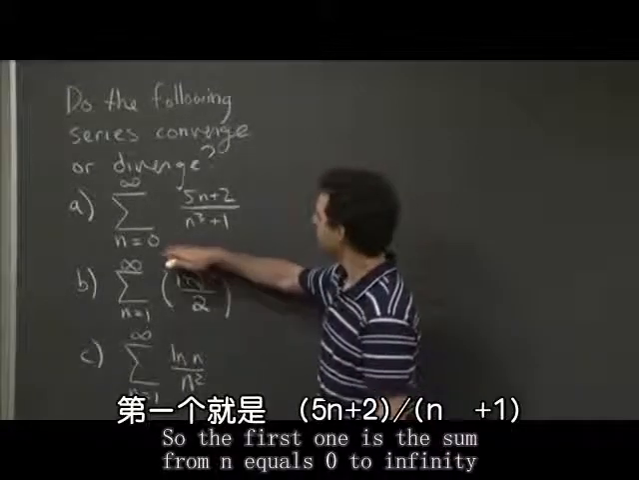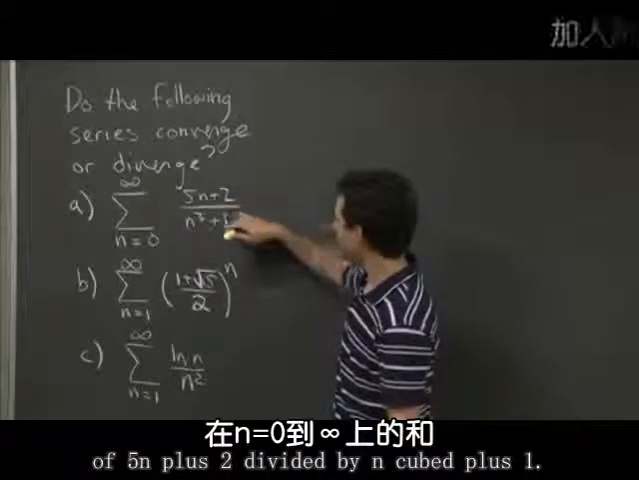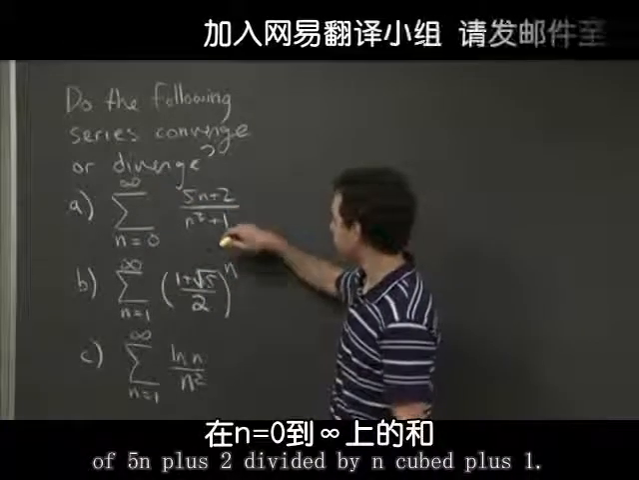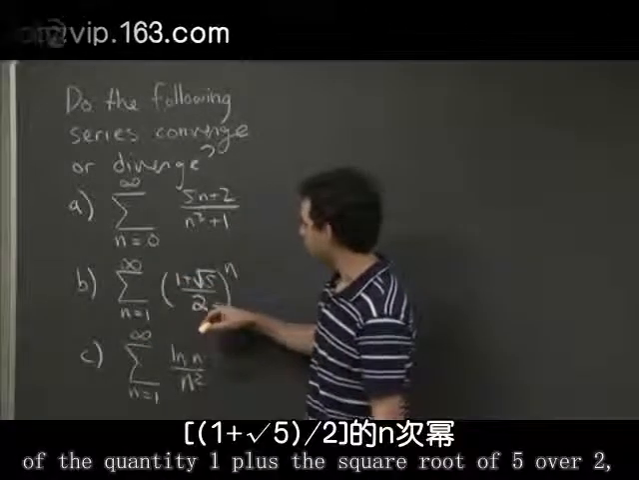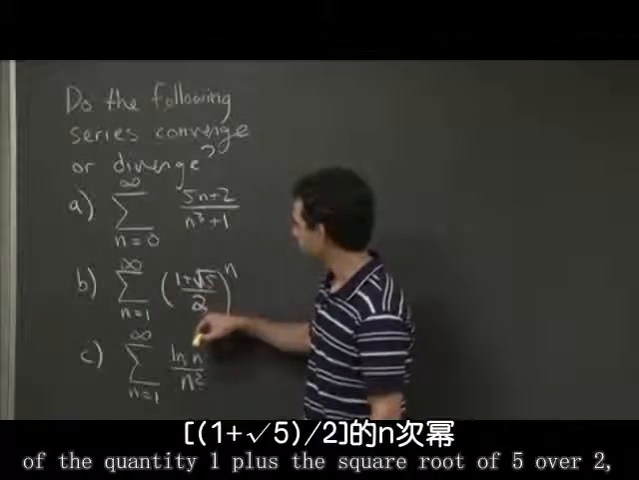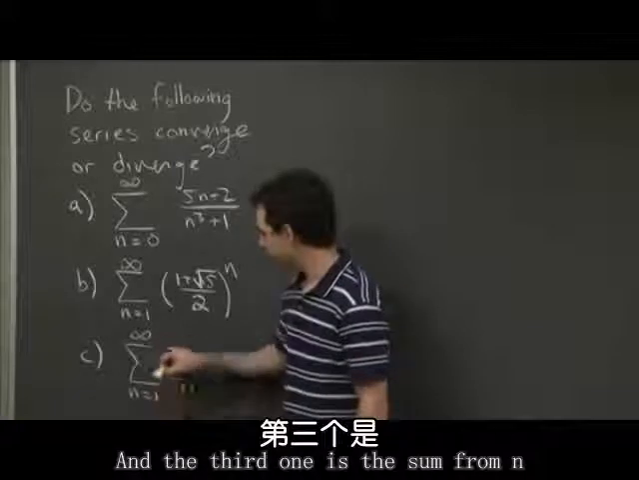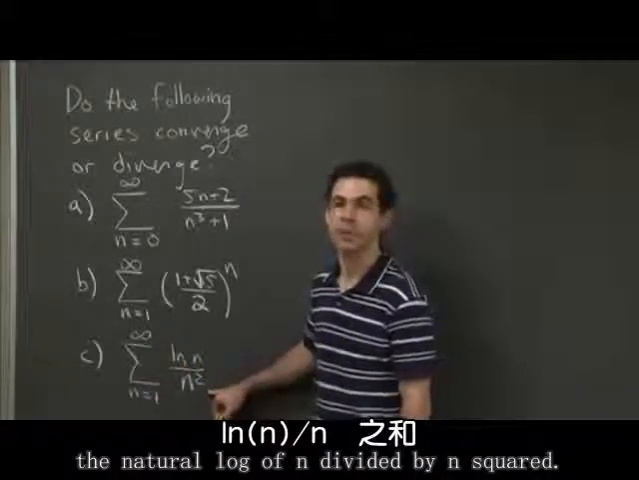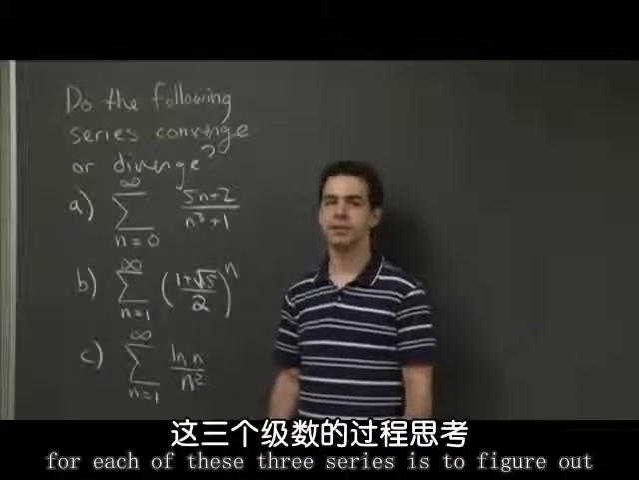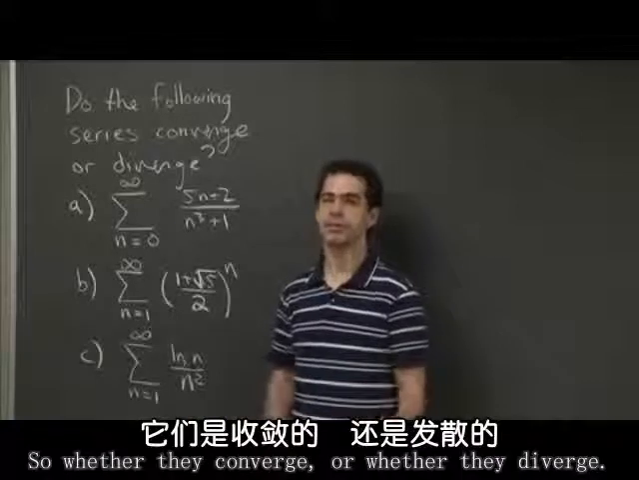The first one is the sum from n equals 0 to infinity of (5n plus 2) divided by (n cubed plus 1). The second one is the sum from n equals 1 to infinity of the quantity (1 plus the square root of 5) over 2, all to the nth power. And the third one is the sum from n equals 1 to infinity of the natural log of n divided by n squared. For each of these three series, figure out whether they converge or whether they diverge.